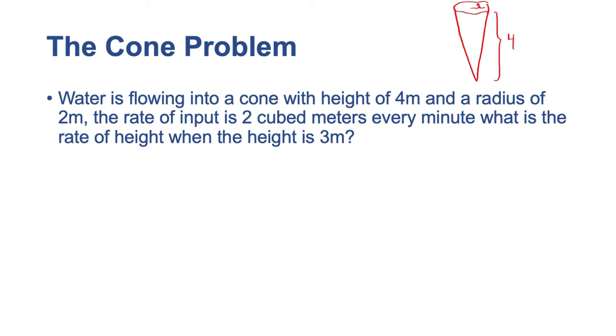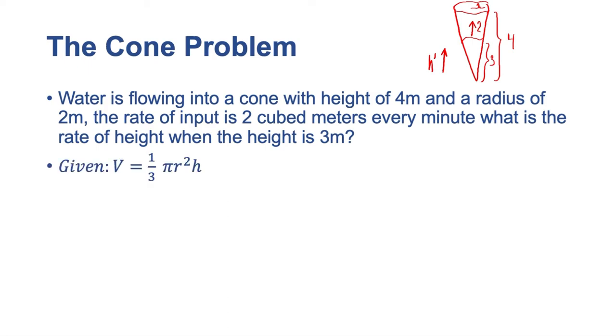And the rate of input is 2 cubic meters every minute. So the volume is going up 2 cubic meters every minute. That's our dV/dt. And they want to know, when we're at a height of 3 meters, what is the rate of change of our height? All right, so now we can set up our givens.